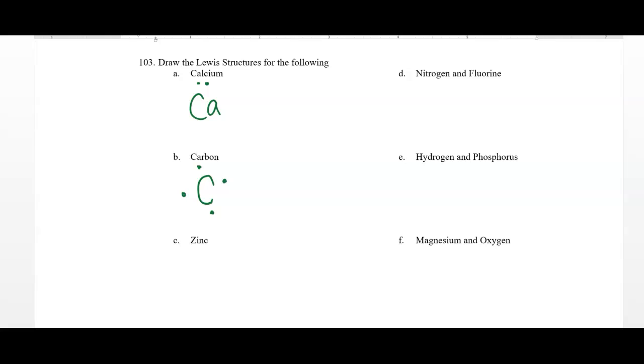All right, zinc, I actually will not ask you on the exam. So apologize if that was on there, just ignore it. Okay, so then on this side, nitrogen has 5 and fluorine has 7.